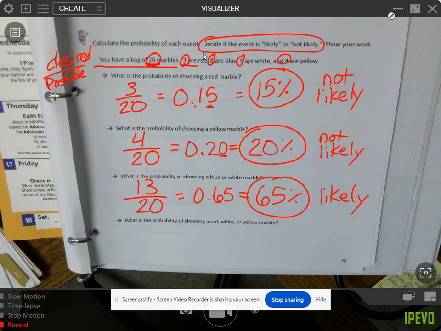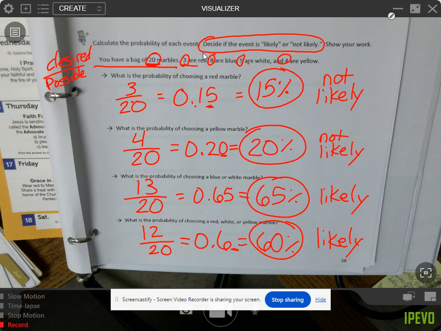What is the probability of choosing a red, white, or yellow marble? Madison. If I add together the red, white, and yellow marbles, I get 12 over my total possible of 20. What decimal do I get? 0.6, which is what percent? 60%, because remember, percentages always go to that 100th place. Likely or not likely?